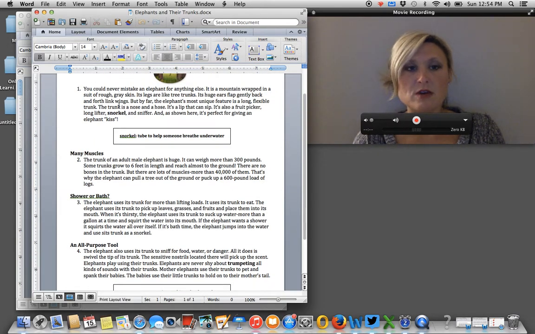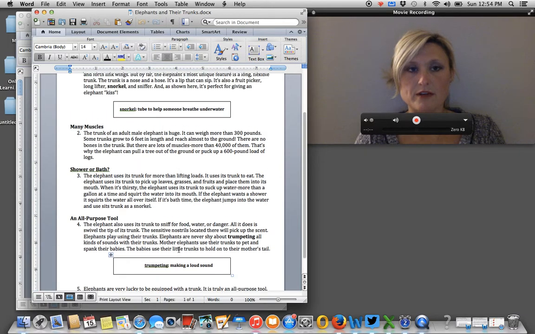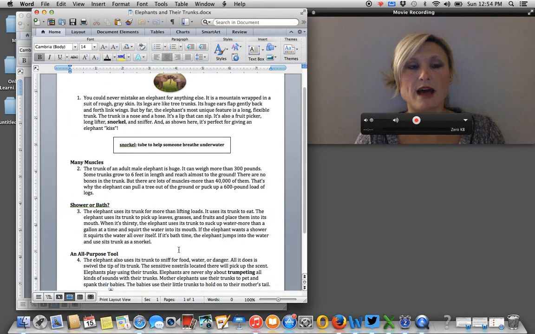One more thing you'll notice about this story is that there's some bolded vocabulary words in here. And anytime you see one of these, there's going to be a vocabulary box that gives you the definition of that word. There's one there, and then there's also one down here. So that's how this story is set up for you. So you're going to need to be familiar with that.